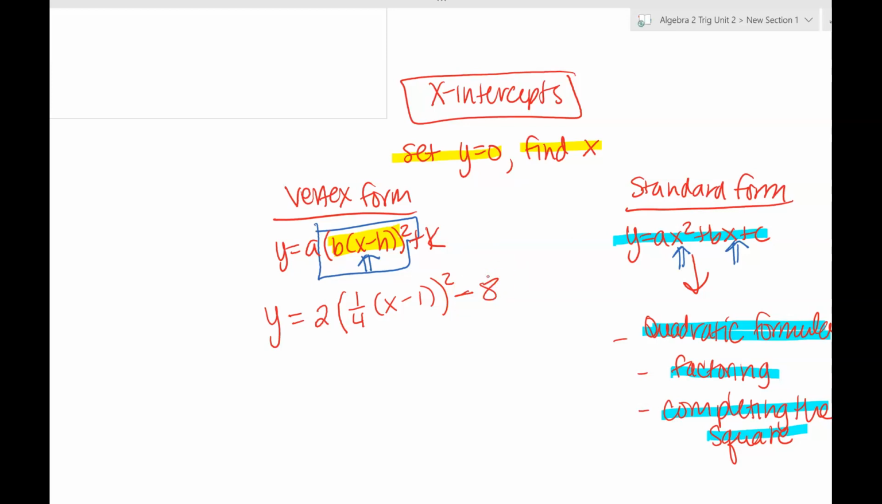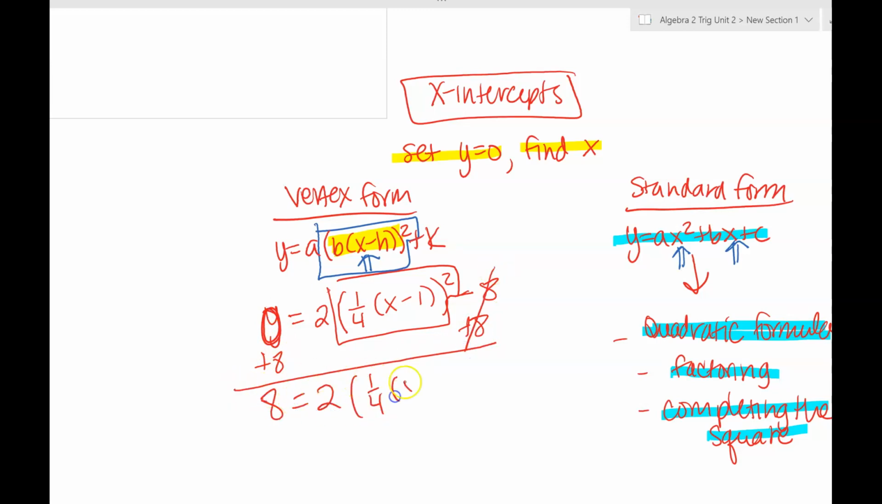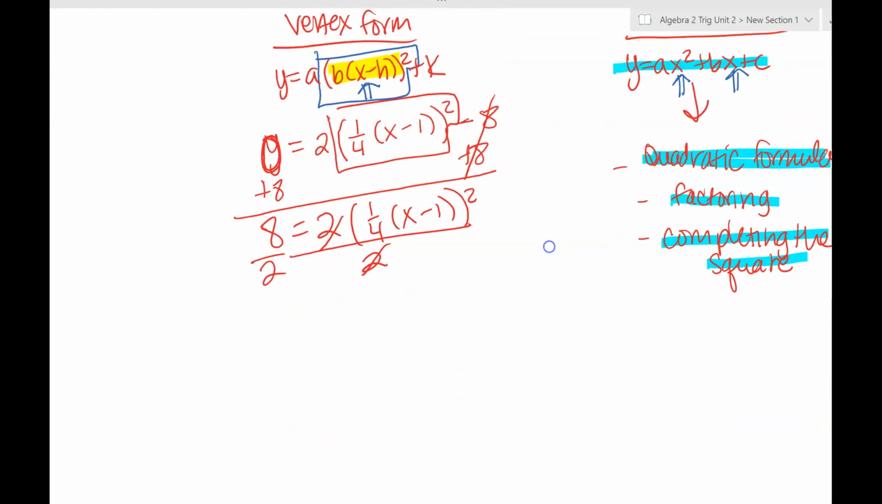So we would really work to isolate this perfect square. We would add 8 to both sides, and this is after we've plugged in 0 for y. Then we would divide by 2 to cancel that a value of 2. And we'd have that 4 equals this perfect square.